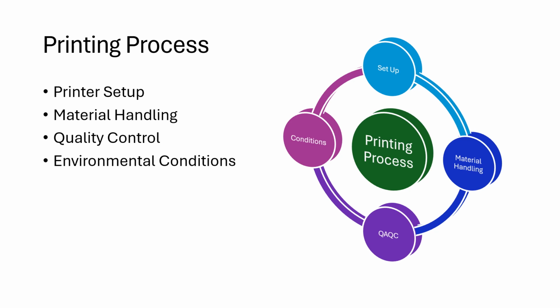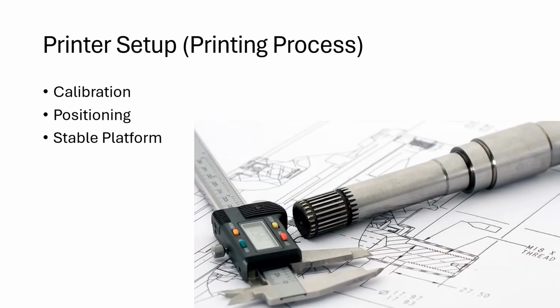In 3D printing buildings, meticulous printer setup, precise material handling, stringent quality control, and optimal environmental conditions are critical for successful construction, ensuring structural integrity and durability. Calibration, precise positioning, and a stable platform are crucial for ensuring accurate and consistent printing results.